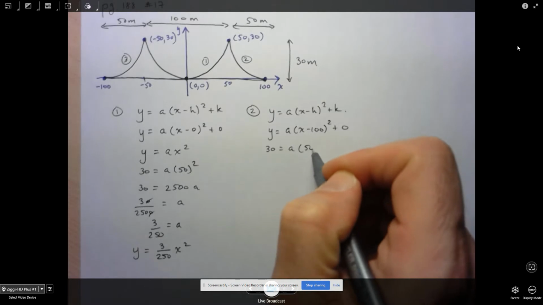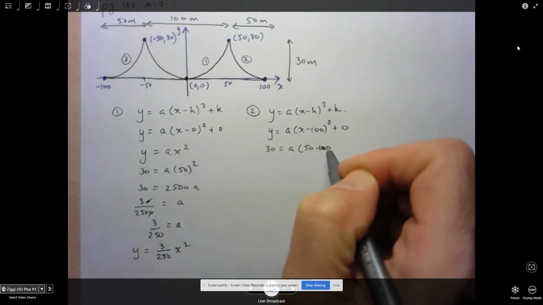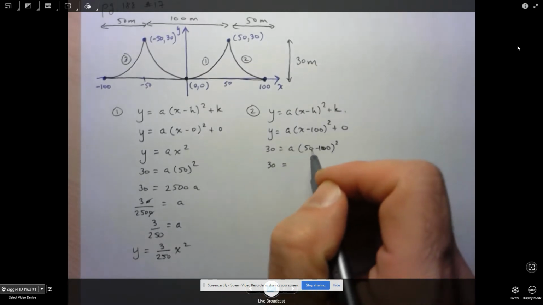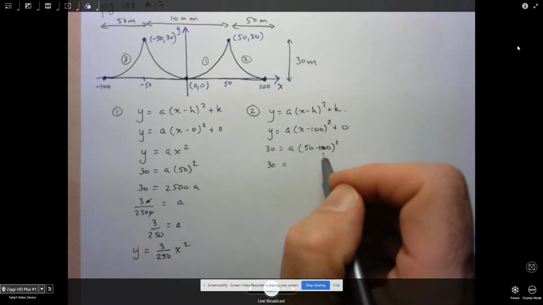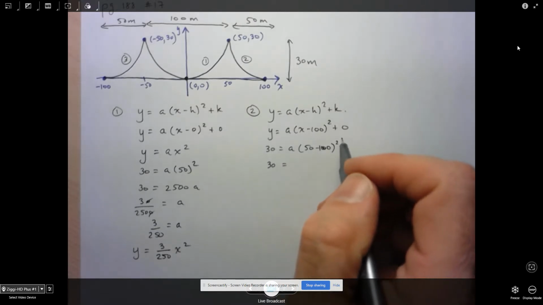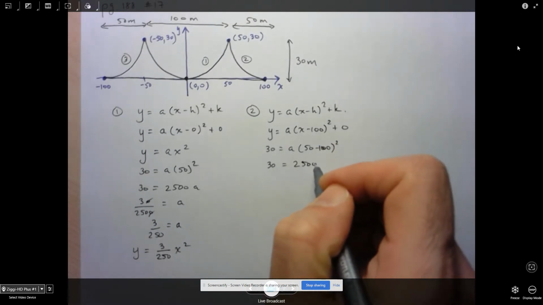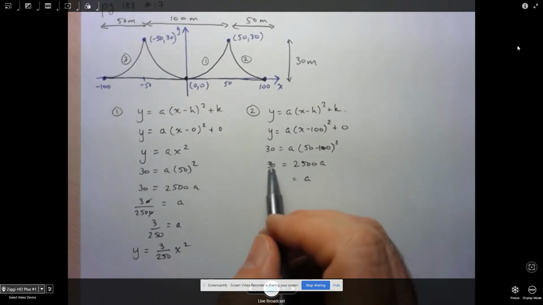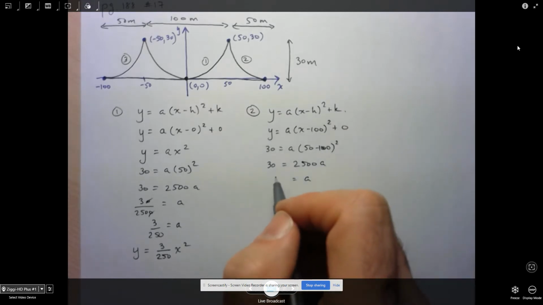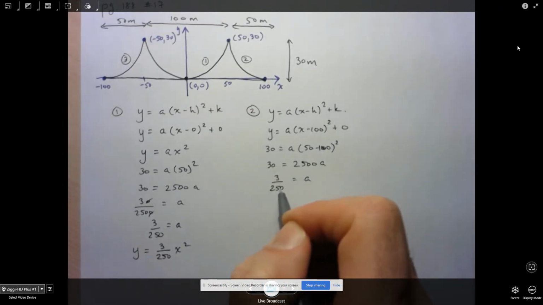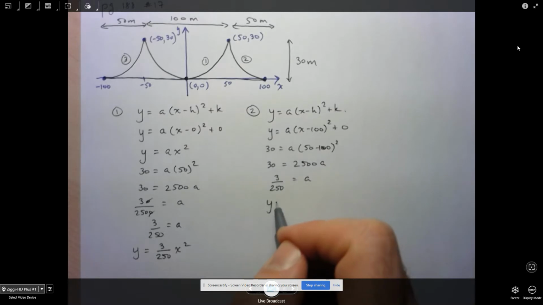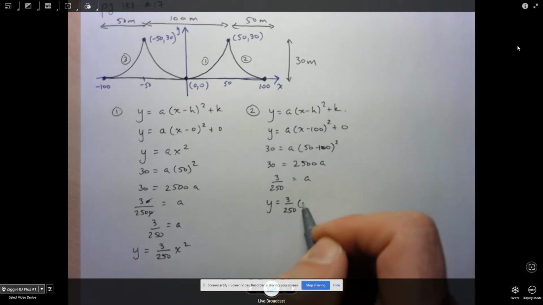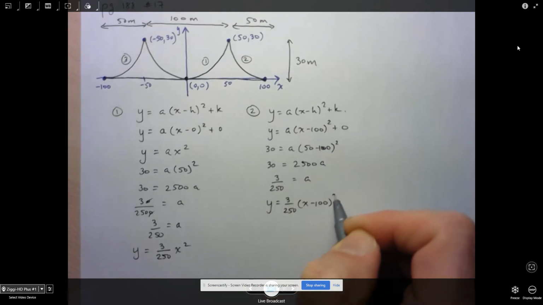30 is equal to a times 50 minus 100 squared plus 0. So 50 minus 100 is negative 50, and negative 50 squared is just positive 2500. I'm not going to write out the whole thing, but if we divide both by 10, I'm still going to end up with a equals 3 over 250. So my equation is going to be y equals, again, 3 over 250 times x minus 100 squared.